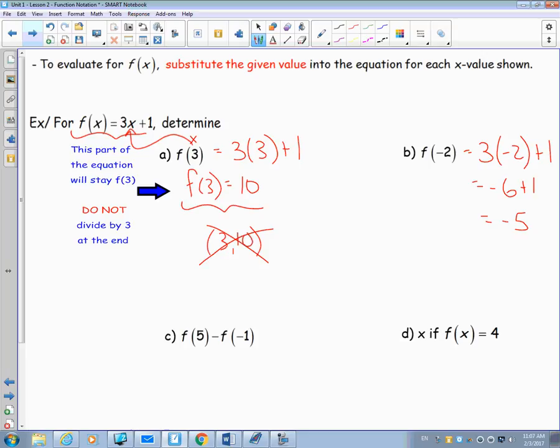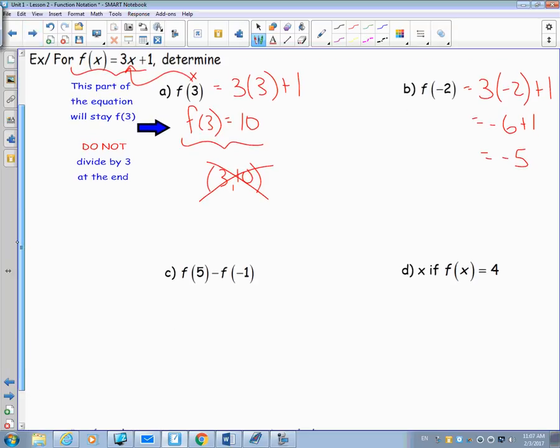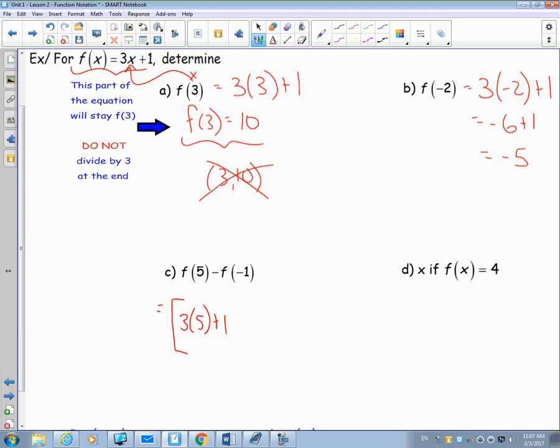Okay, we can do our function operations. So f at 5, think of this as a big square bracket. We'll do the 5 one first: 3 times 5 plus 1, minus, we'll do the next one, 3 times negative 1 plus 1. What will that give us? We'll get 16 minus, and then the next bracket's a negative 2, so we get 18.